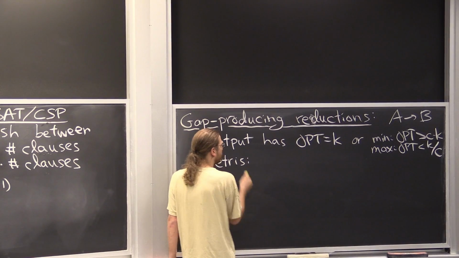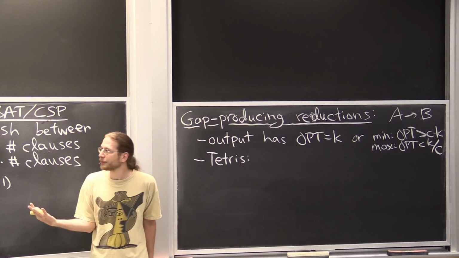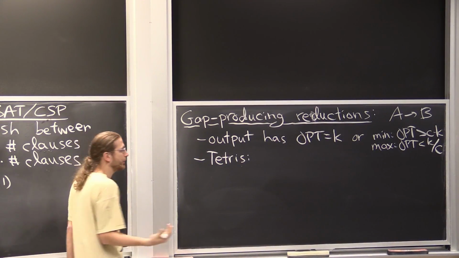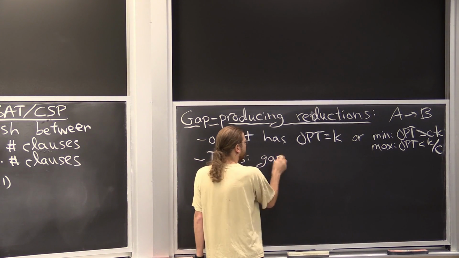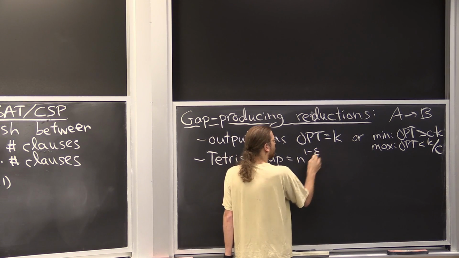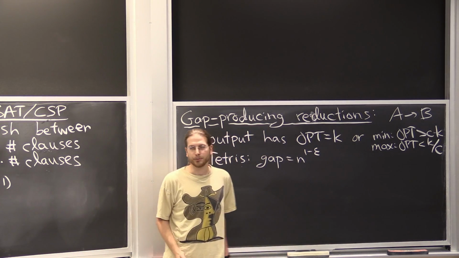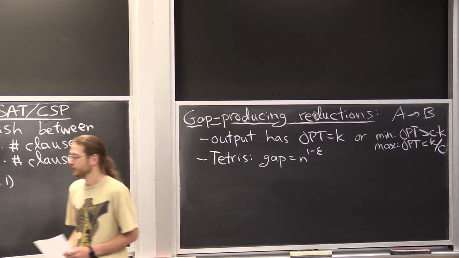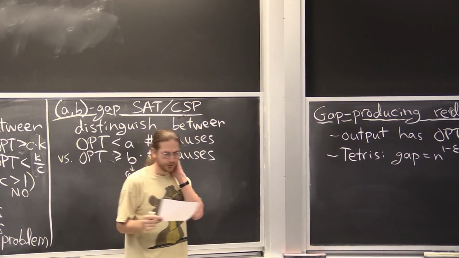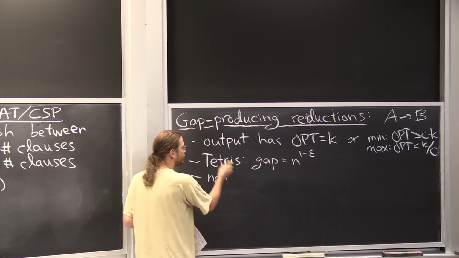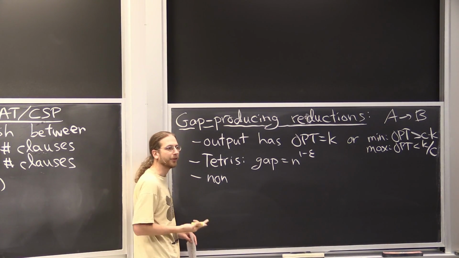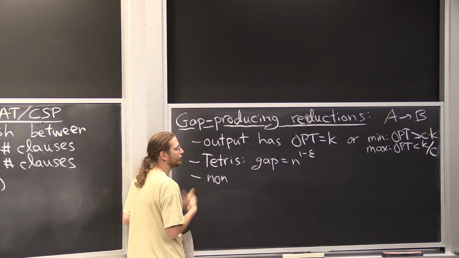So in the Tetris reduction, we assumed nothing about the 3-partition instance. It was just yes or no. And we produced an instance that had a gap of n to the 1 minus epsilon. We could set epsilon to any constant we want, bigger than 0. Okay, we also mentioned another such reduction. And in general, for a lot of games and puzzles, you can do this. It's sort of an all or nothing deal. And gap-producing reduction is a way to formalize that.